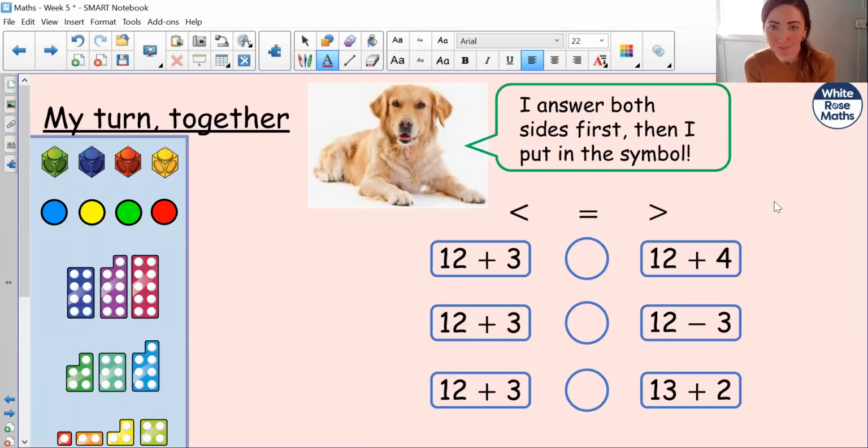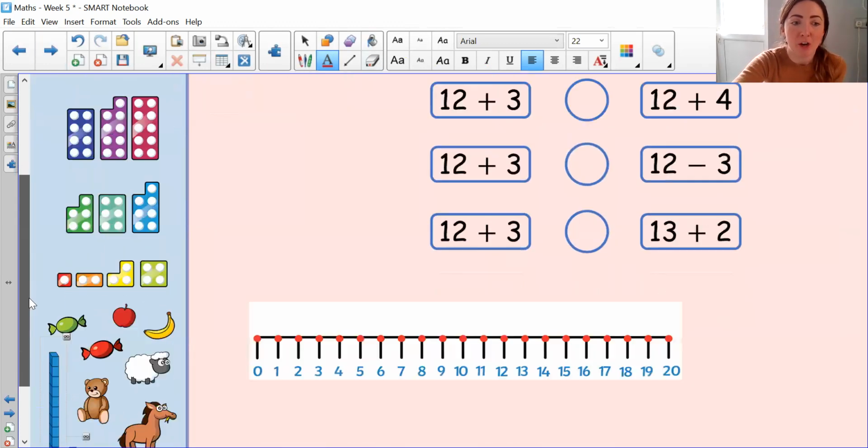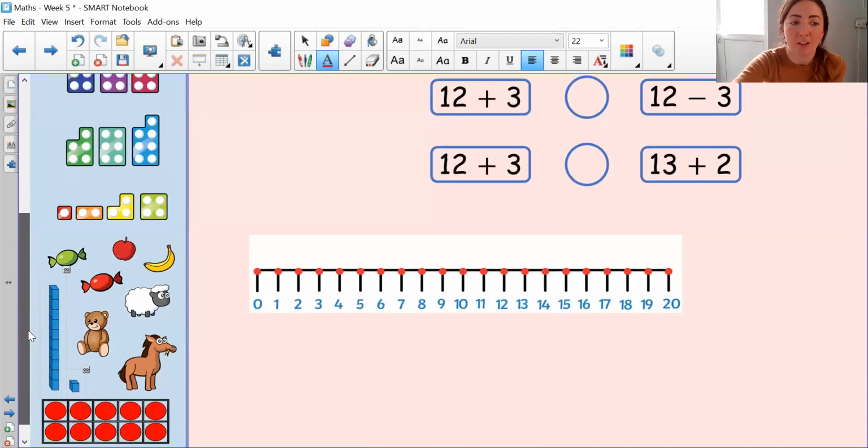Okay, so here's Stevie. Stevie's back again. Stevie says, I answer both sides first, then I put in the symbol. That's right, Stevie. We know that, don't we? Okay, so this time we don't have a picture to work this one out. So this one you will need to use resources for. I've got my lovely resources down the side here, which I'll use to help me work them out.